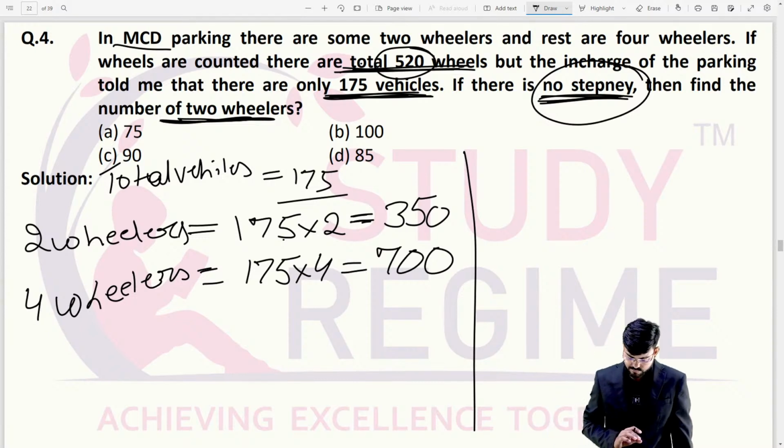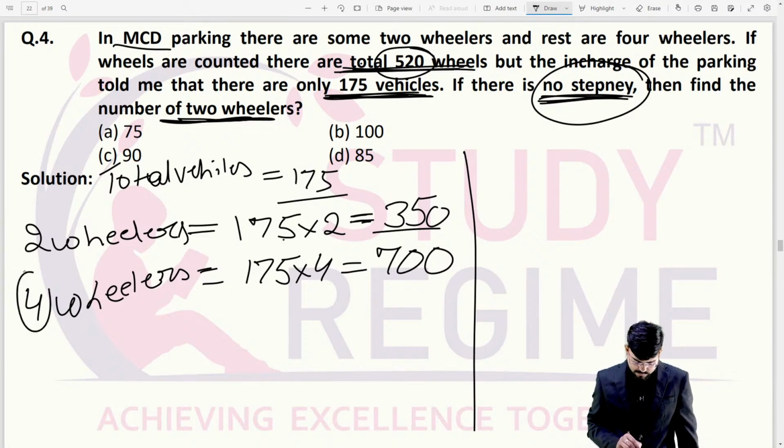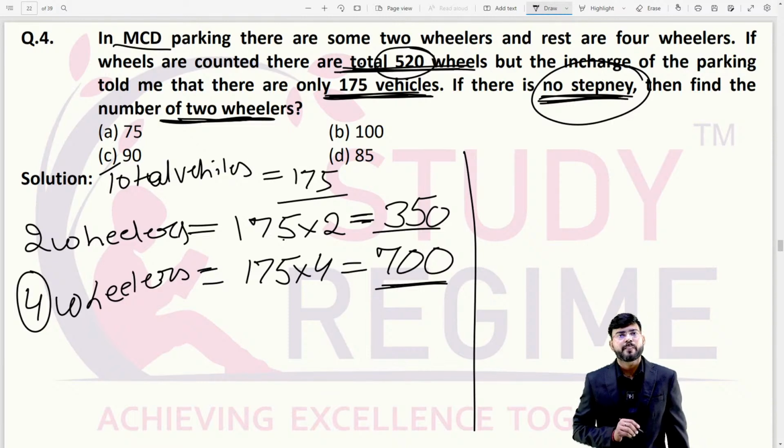Clear? What have I done? Since the in-charge of the parking has told me that there are only 175 vehicles, first I assumed that all these vehicles are two-wheelers, and next I assumed that all these vehicles are four-wheelers. So, if all the vehicles are two-wheelers, how many wheels are there? 175 into 2, it will become 350. And if all are four-wheelers, how many wheels are there? There will be 700 wheels.